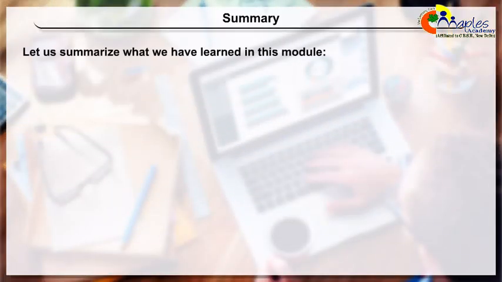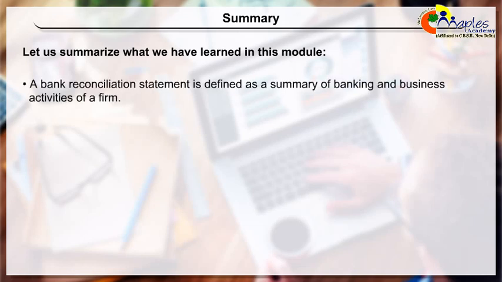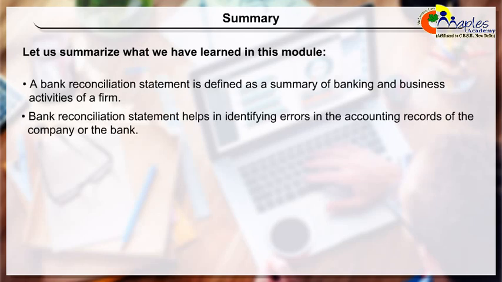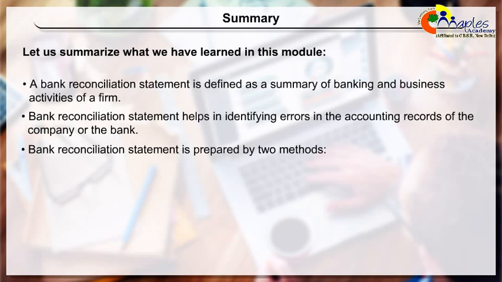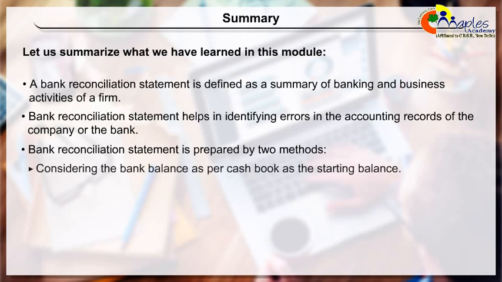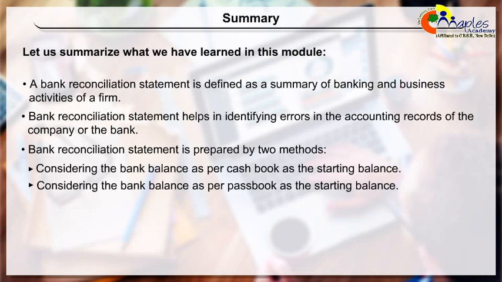Summary. Let us summarize what we have learned in this module. A bank reconciliation statement is defined as a summary of banking and business activities of a firm. Bank reconciliation statement helps in identifying errors in the accounting records of the company or the bank. Bank reconciliation statement is prepared by two methods: considering the bank balance as per cash book as the starting balance, and considering the bank balance as per passbook as the starting balance.